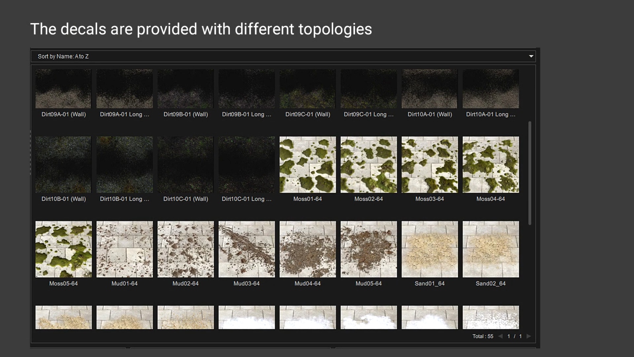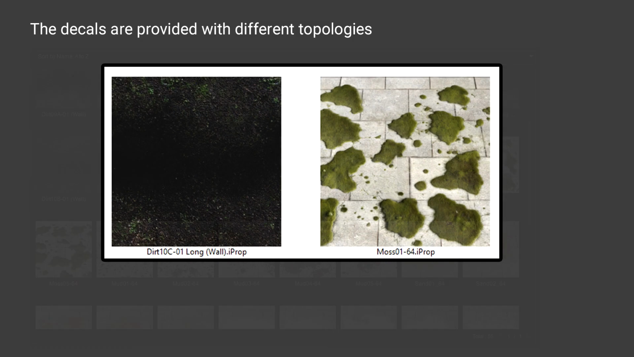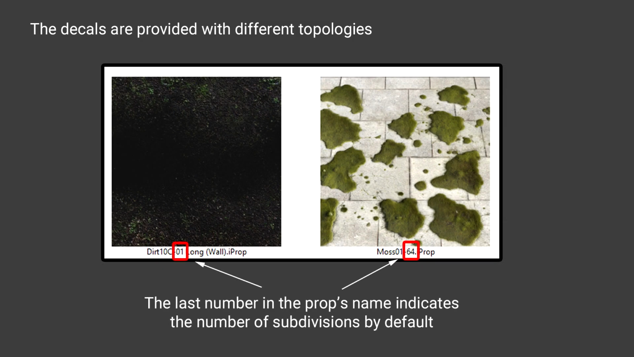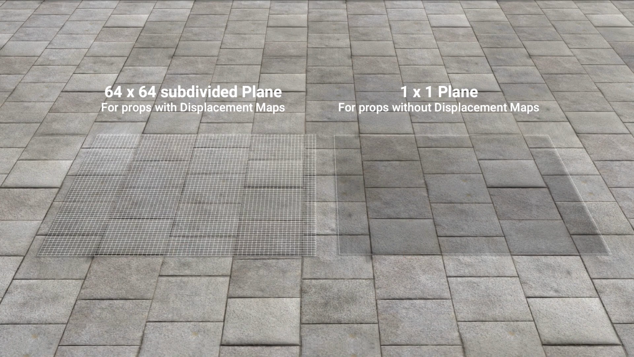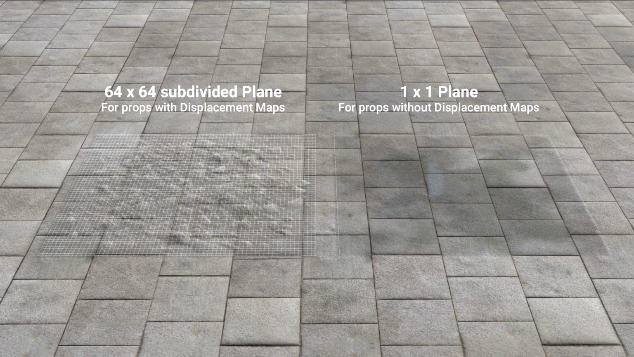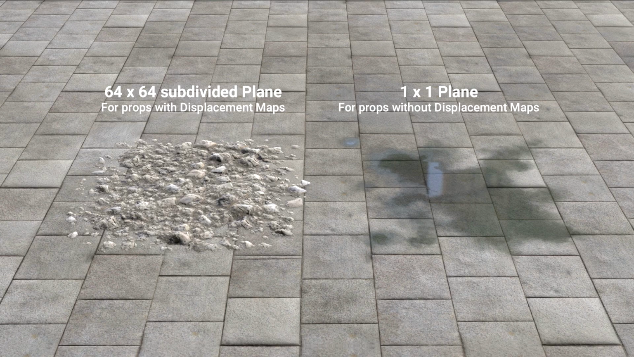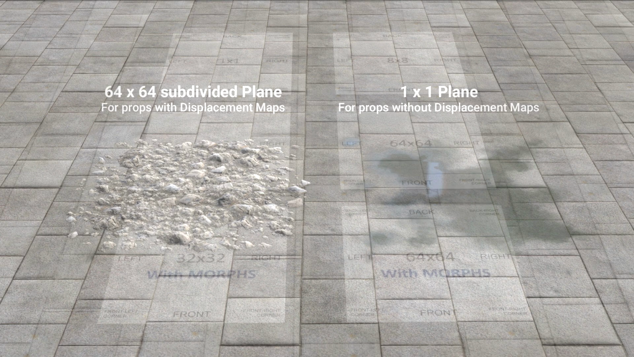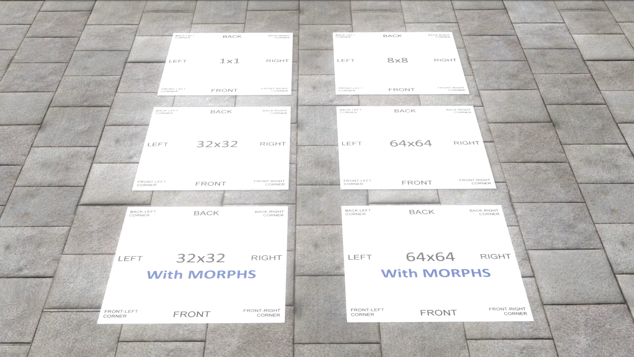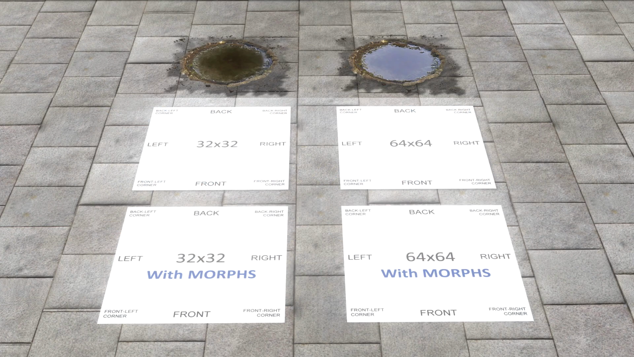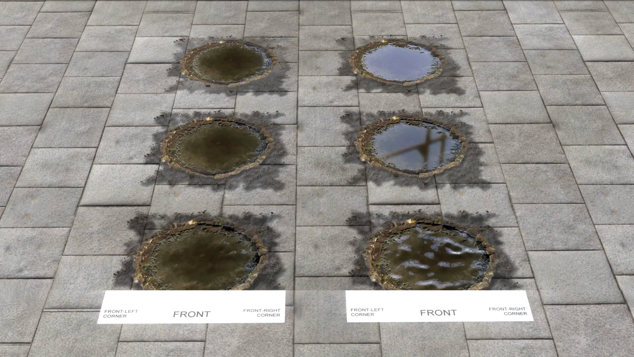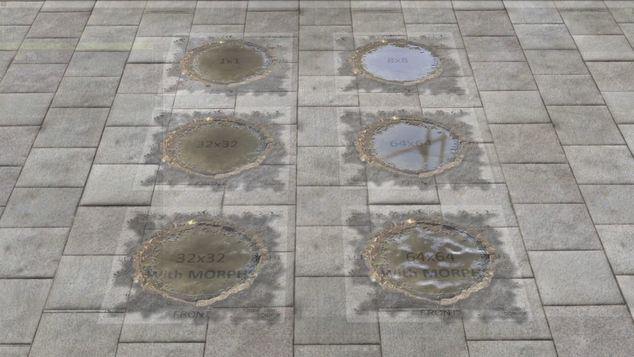Notice that the props of the pack have different types of planes. The last number in the prop name indicates the number of subdivisions of the plane. So, for props with height maps, the planes have 64 by 64 subdivisions, while for props that are completely flat, without height maps, one single surface is enough to provide the same quality. In any case, the pack supplies additional planes, with different number of subdivisions, as well as the materials that you can apply to them. In this way, you can decide anytime the quality of the props, depending on the kind of project you are working with.